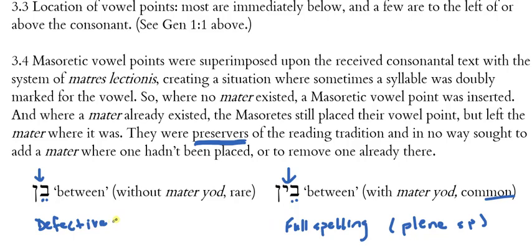Defective and full spelling refers to the way the vowels are spelled. Defective spelling means normally there's a mater, but here it's missing. So that's just a matter of spelling convention. Now, let's talk about the actual vowel points themselves now.